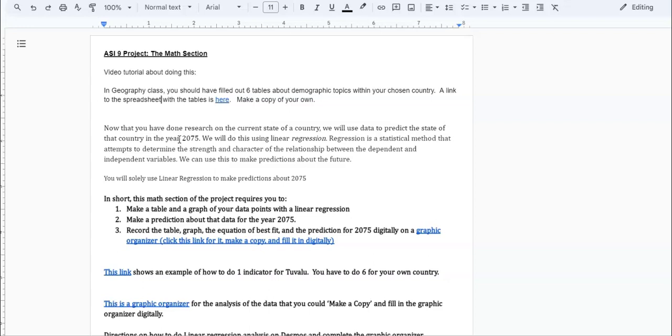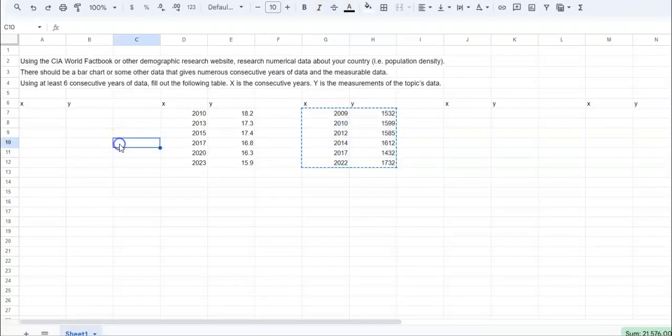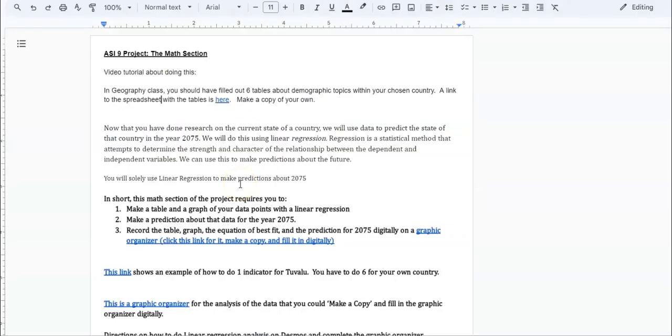Okay. So in geography class, you should have filled out 6 tables about your indicators and your country. So you should have some information like this or like this, and you should have that about 6 times. And so now we're going to use that information to do linear regression.